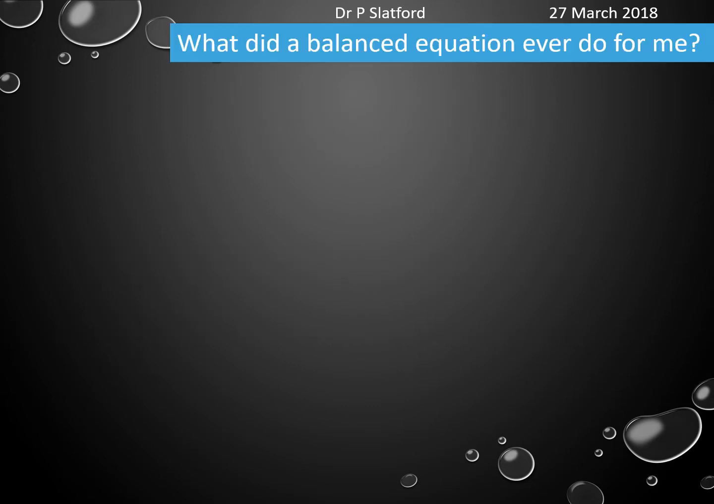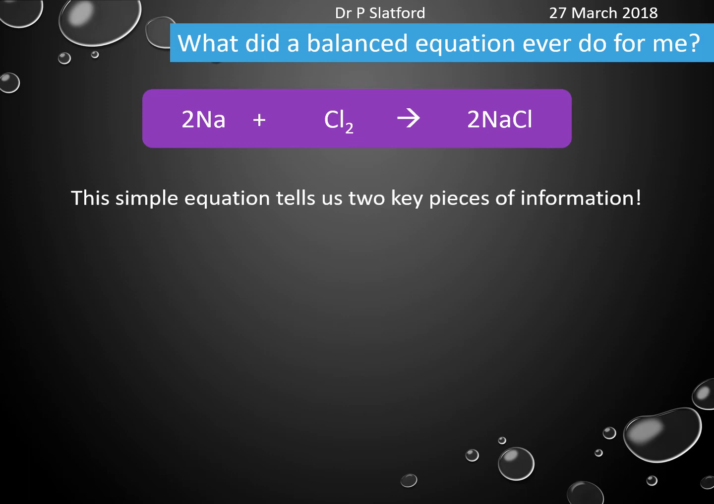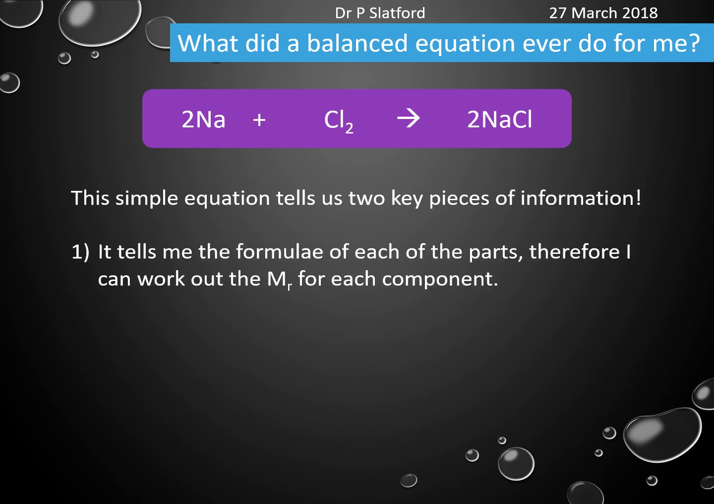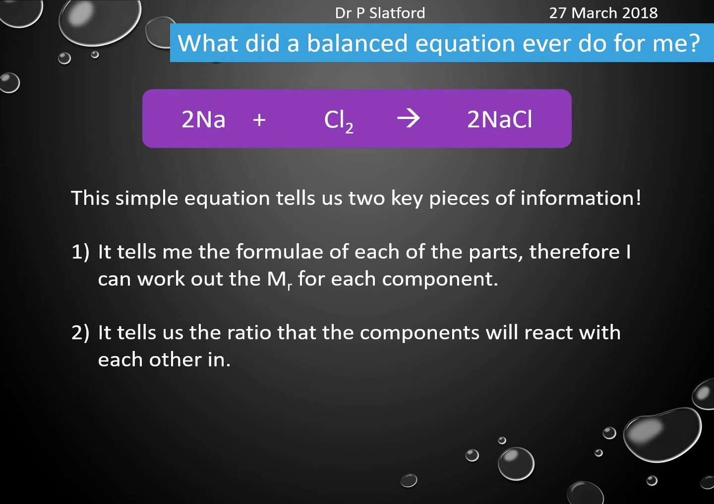But if I ask you a question, what has a balanced equation ever done for me? Well, I'm going to give you an equation, simply the reaction between sodium and chlorine to give sodium chloride. This simple equation tells me two key pieces of information. It tells me the formula of each of the parts, therefore I can work out the relative formula mass for each of the parts, so sodium or chlorine or sodium chloride. But it also tells me the ratio that the components will react with each other in.